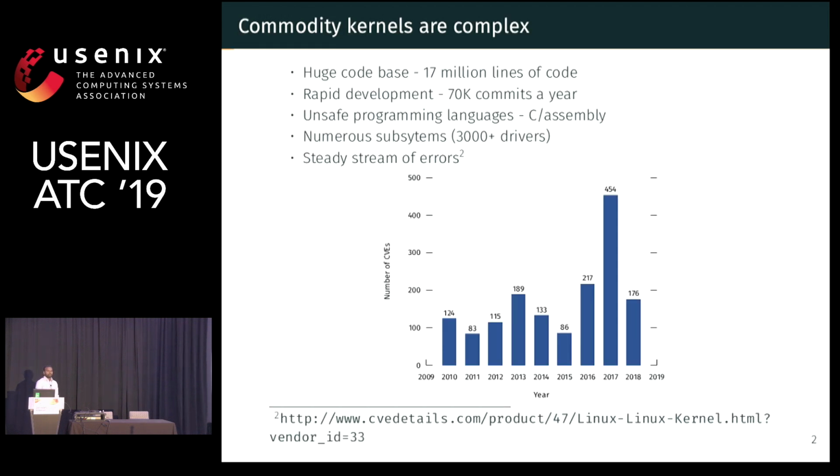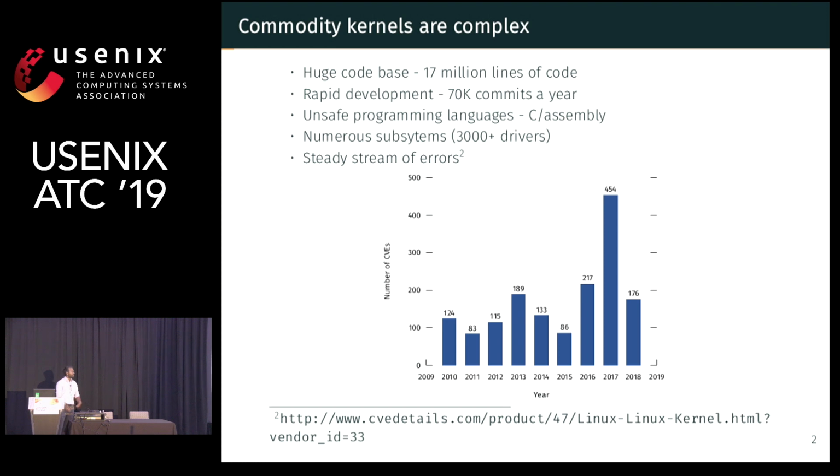The de facto commodity kernel Linux has a huge code base with over 17 million lines of code and is developed at a rapid pace with over 70,000 commits a year, and is often written in unsafe programming languages like C and assembly. If you look at the Linux kernel, it has numerous subsystems, like 40 plus subsystems and 3,000 plus drivers. Due to these factors, a steady stream of errors are introduced into the kernel, which is corroborated by the Linux kernel CVEs reported over the years.